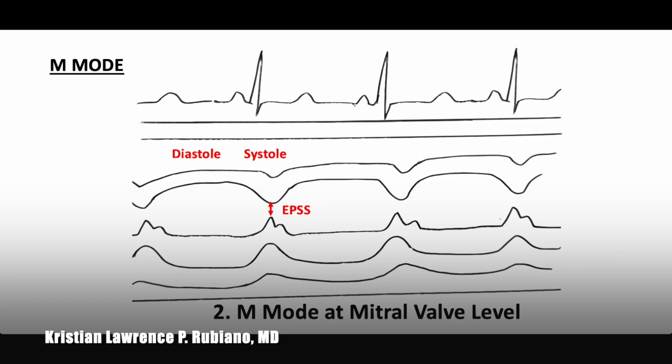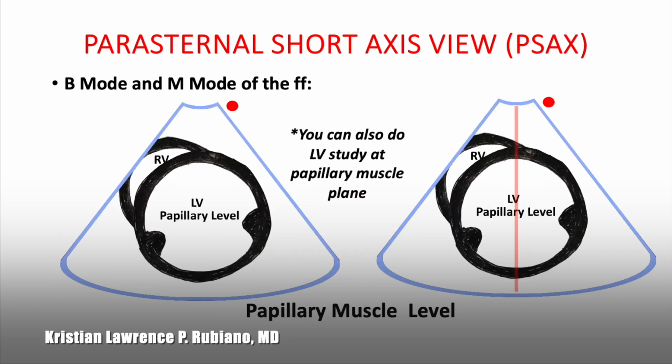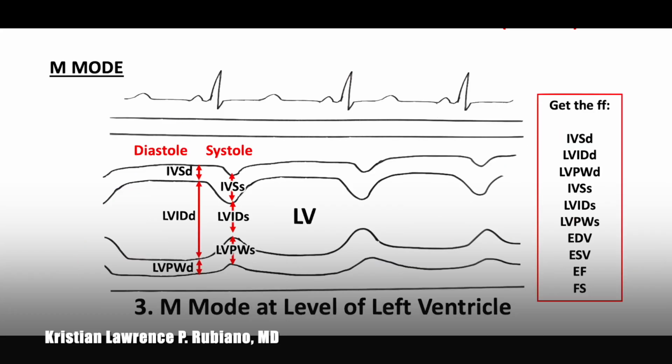Again, still at parasternal short axis view, now at the papillary plane, measure the M mode. We place the sample volume at the LV level midway between the papillary muscles dividing the LV into half. In getting the measurements, we initially measure the end diastole when the ventricular size is at its maximum volume. Then we get the end systole at the time when the ventricle is at its smallest size.